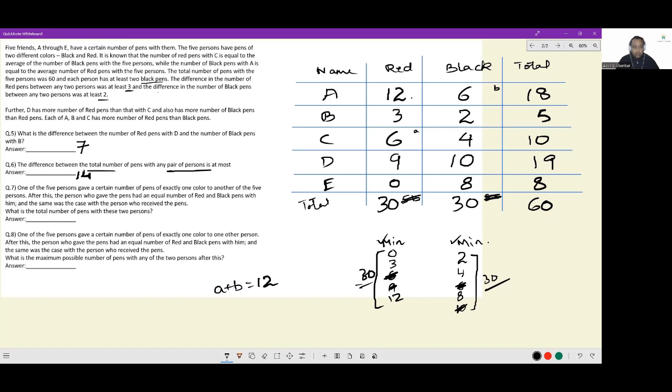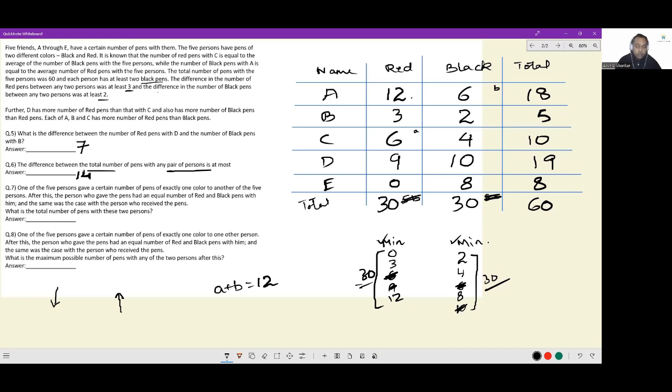One of the 5 persons gave a certain number of pens of exactly one color to another of the 5 persons. After this, the person who gave the pens had an equal number of red and black pens with him, and same was the case with the person who received the pens. What is the total number of pens with these two persons? Now, before doing the maths of it, understand one person has come down by some margin because he has given away his red pens, and the other person has gone up by the same margin because he has received some red pens. And now both of them have equal number of red pens and black pens.